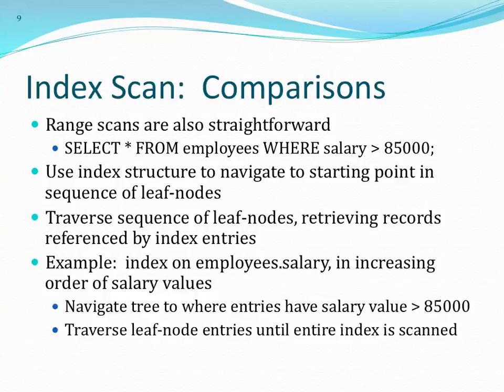So in this case, where I have select star from employees where salary is greater than 85,000, I go ahead and navigate my leaf using the search key value of salary is 85,000, and that'll drop me into the starting point. And then I can just follow the leaves all the way to the end of the index, and that'll give me my values.